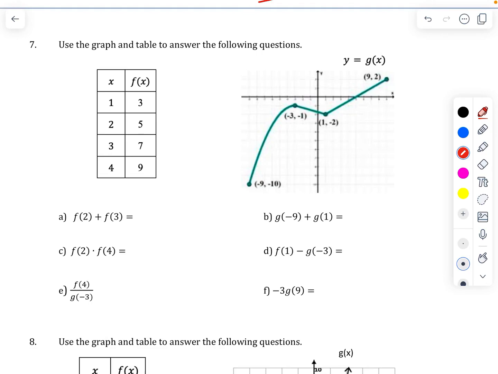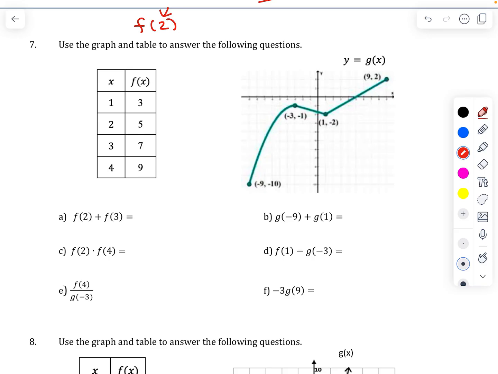Okay, in this slide, we're going to be doing the same thing that we did before with functions, working in function notation, but your information is given from a table. Okay, the thing to remember is, if I give you something written in function notation like this, that number in parentheses is always your x.